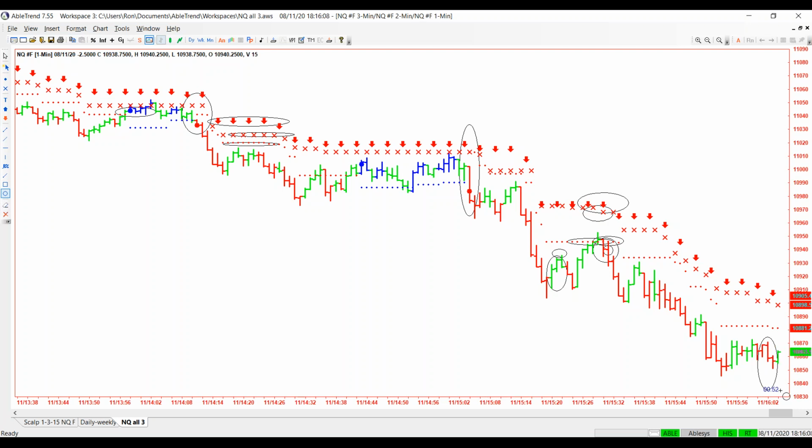We picked up 70 points on that trade. That's $1,400 in the last 30 minutes for serious, disciplined, able trend traders. It just doesn't get any better than that. And that was coming off of a $1,000 winner, 50 points, the trade before that.